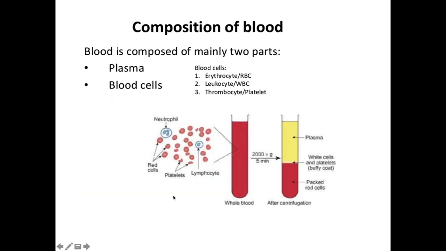So the composition of the blood can again be mainly divided into two parts, the plasma and the blood cells. Now, if we take whole blood in a test tube and centrifuge it and keep it for some time, care should be taken that this blood does not clot. So, an anti-clotting agent like heparin is put.